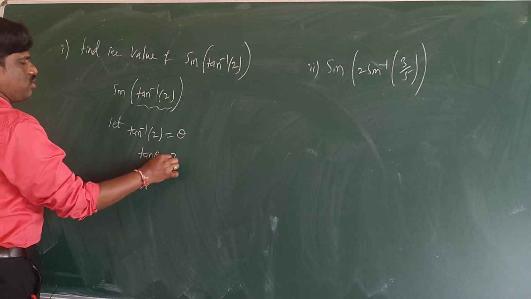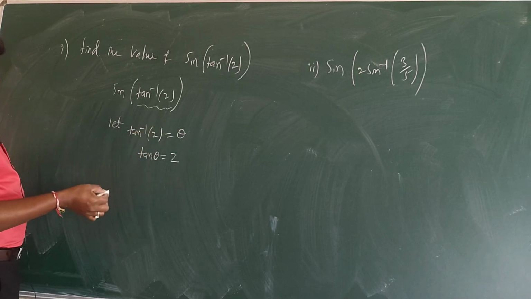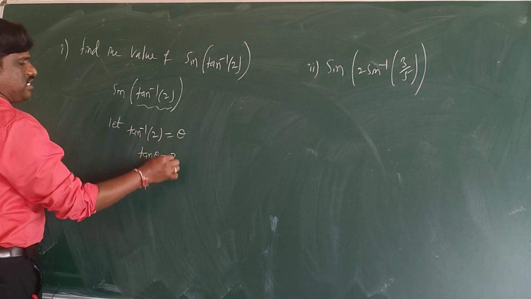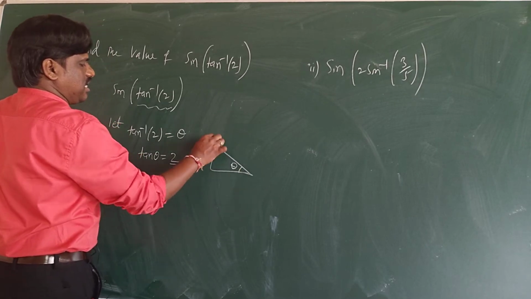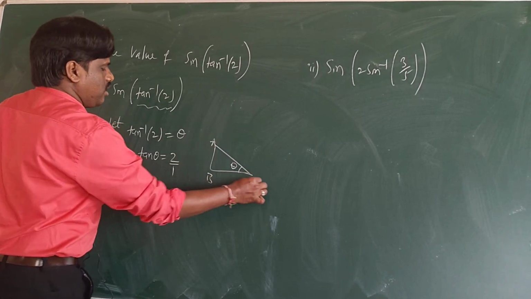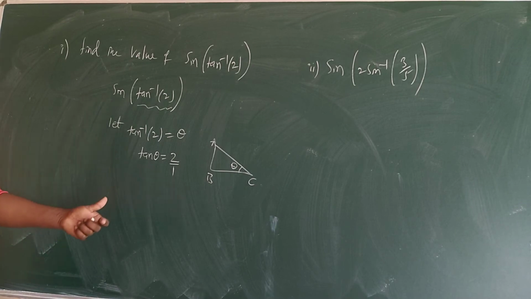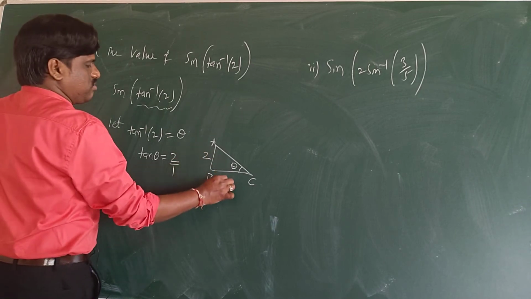Tan theta is equal to 2. Inverse, if I send this side, it becomes tan theta. So tan theta is equal to 2 means 2 by 1. Let us take a right angle triangle. This is theta, this is A, B, C. You know the tan formula is opposite by adjacent. This is 2, this is 1.